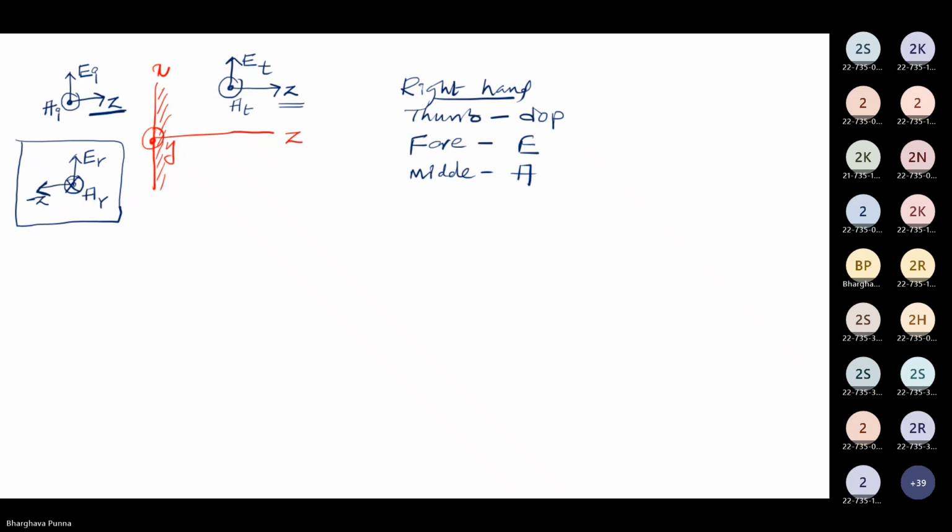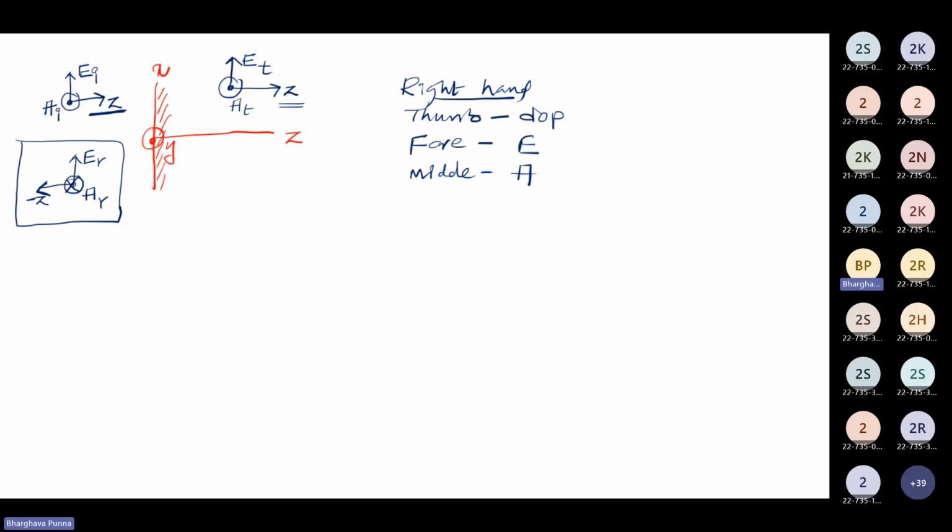Did you observe this for the incident wave? Hello, have you observed this? Yes, sir. Okay, the same thing is there for the transmitted wave also. You take your right hand, these three fingers. The forefinger is for the electric field and the middle finger is for the magnetic field that is coming out of the screen. Then the thumb is indicating the direction of propagation. Now you are indicating the transmitted wave.